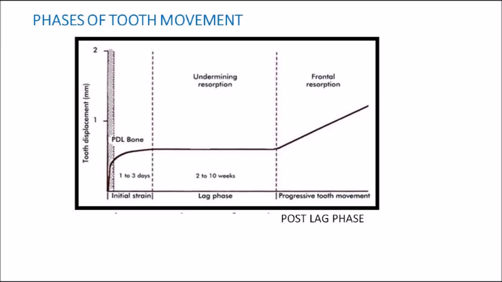So Burstone has classified the phases of tooth movement into 3 phases. Your first phase is the initial phase, occurring for a period of 1 to 3 days. The second phase is your lag phase, which may extend up to 2 to 10 weeks, and this is an undesirable, no-tooth-movement phase. The factors influencing the extent of the lag phase are the amount of force applied, the density of the alveolar bone, the age of the patient, and the extent of the hyalinized tissues. Finally, your third phase is the progressive tooth movement or post-lag phase, when frontal resorption happens due to the osteoclasts found over a large surface area.